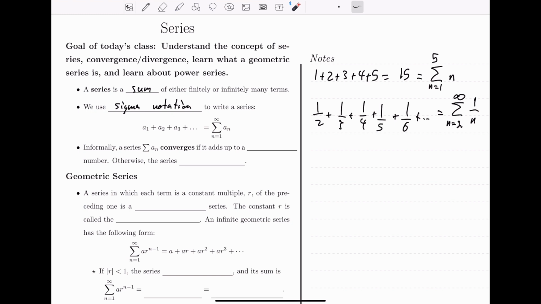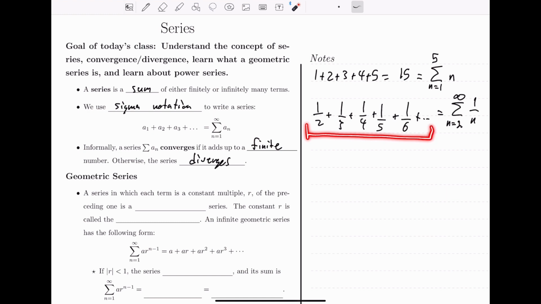One important concept with the idea of series is whether or not a series converges or diverges. So this is an informal definition. There's a more rigorous way to define convergence. But we say that a series converges if it adds up to a finite number. If it doesn't add up to a finite number, the series diverges. So this first series that we wrote here, this converges. It converges to the value of 15.